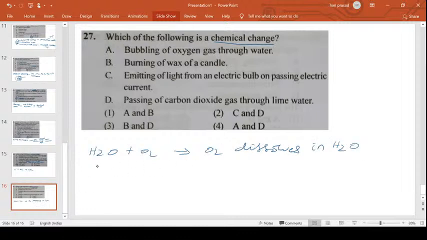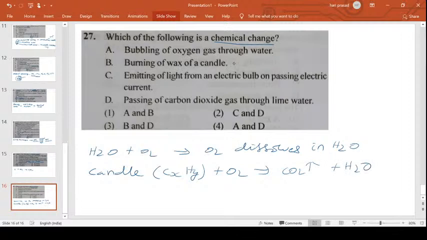Next, burning of wax candle. Candle is a hydrocarbon. Carbon is present, hydrogen is present. When it is burning, carbon takes oxygen and becomes carbon dioxide gas, hydrogen takes oxygen and becomes water. Therefore burning of candle wax is called a chemical change, we can say.